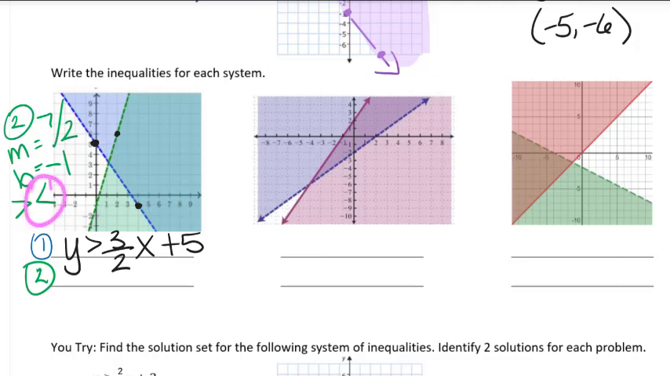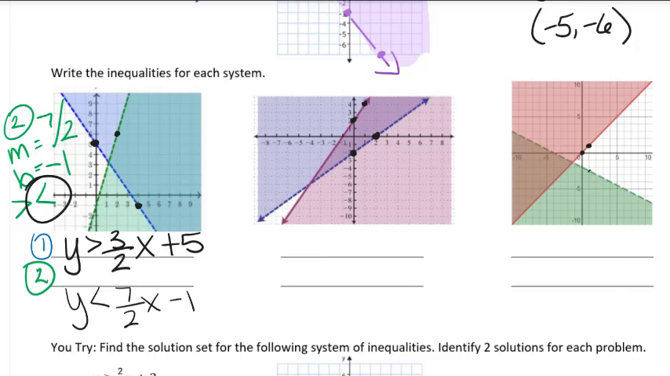I'm going to put the points on the graph here, and then I want you to try these next two. With those points, go ahead, pause the video, and then check your answers when you're ready.